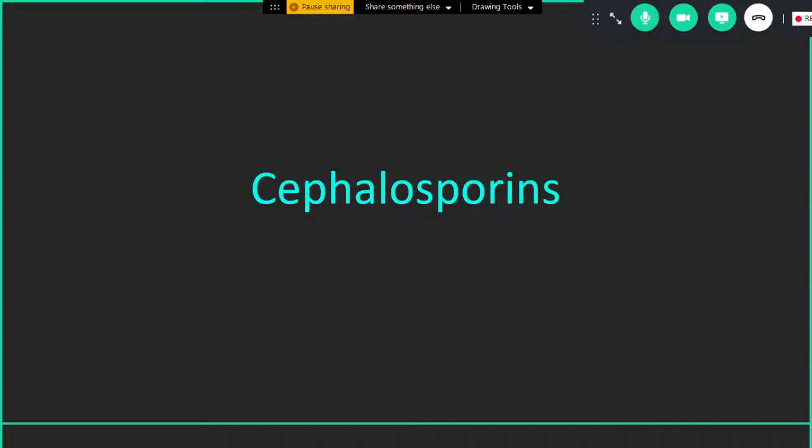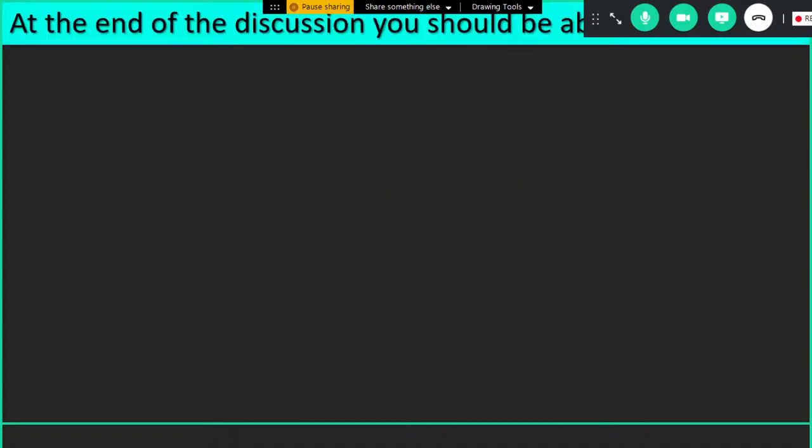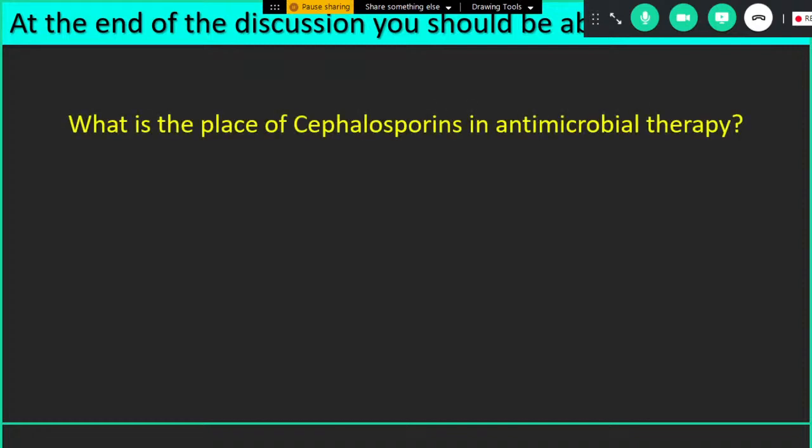Today's class is basically on cephalosporins, and I think you have already had your discussion on penicillins. Cephalosporins will become very easy if you remember penicillins. So in the light of that, we'll start with these cephalosporins, and by the end of this class, you should be able to discuss, remember and understand these things.